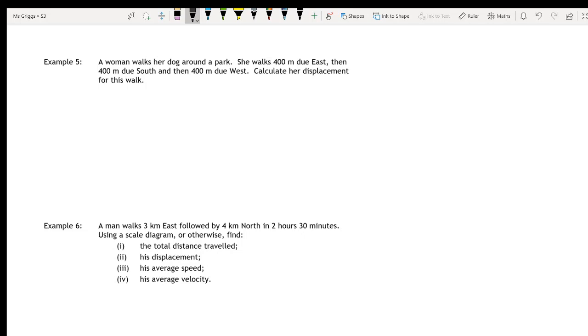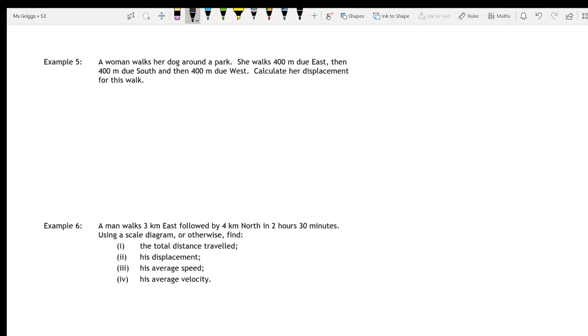Okay, so I'm going to just pause there for a second and let you draw the diagram. It doesn't have to be a scale diagram in this case, but you can if you want to. You can use 1 centimeter for 10 meters. Sorry, for 100 meters even.